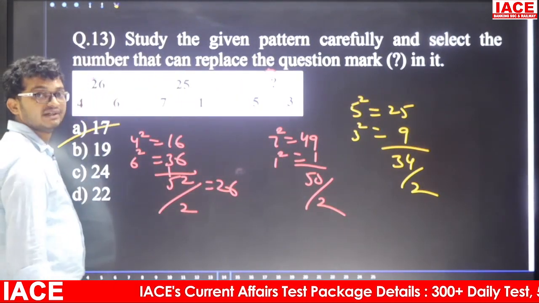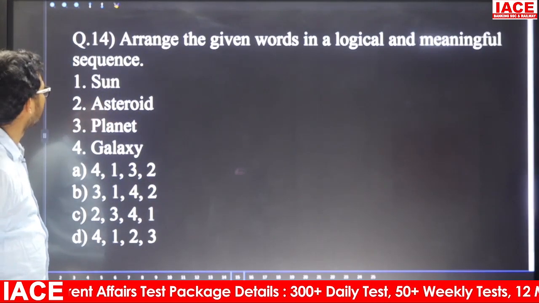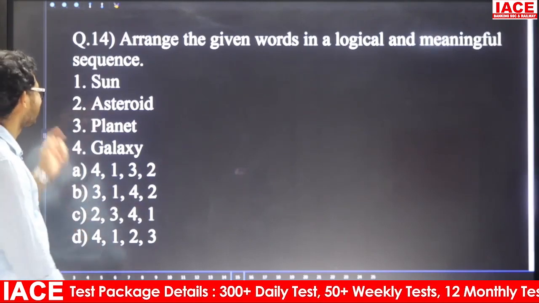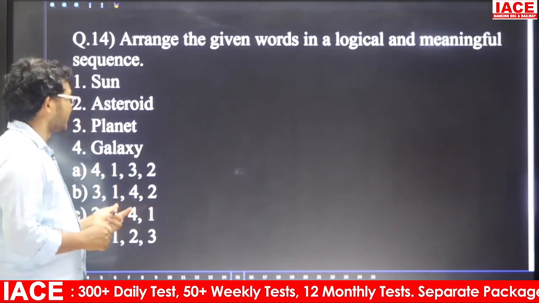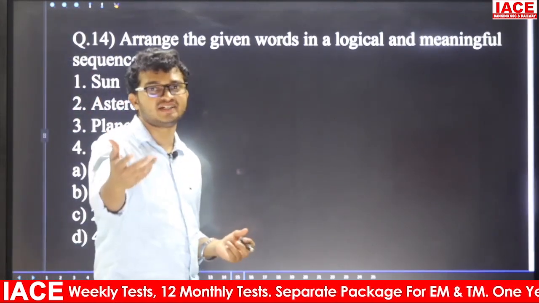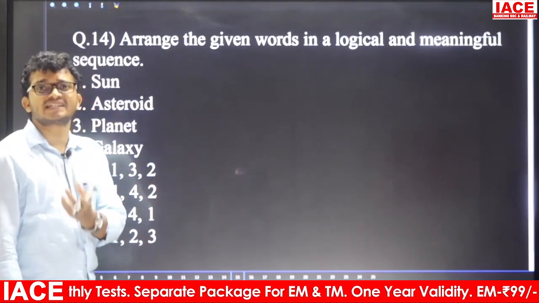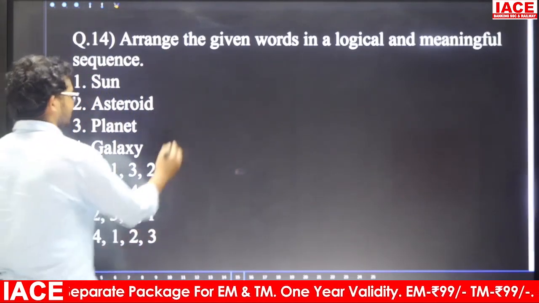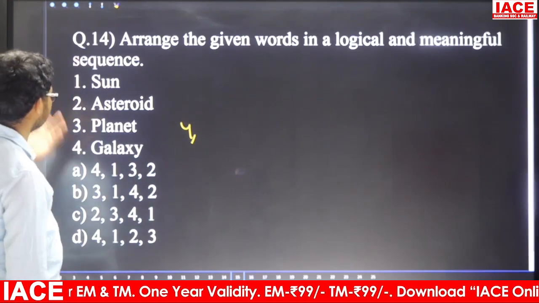Option A. Question number 14. Arrange the given words in the logical and meaningful order. The given words are sun, asteroid, planet, galaxy. Friends, here take bigger size to smaller size or smaller size to bigger size. Out of the given 4, which one is having the largest size? First one is galaxy. After galaxy, next largest size is sun.